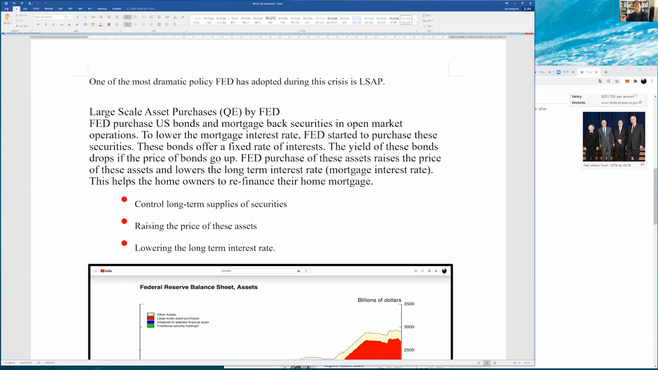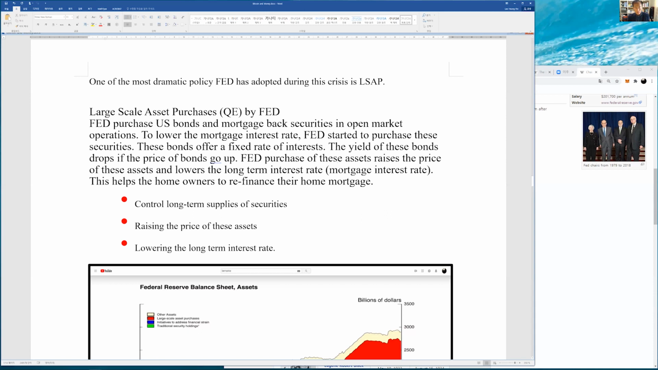How does the Fed need to increase the price of bonds so that it can reduce the yield rate of these bonds, so that it can lower the mortgage interest rate? So that was the operation that the Fed aims to achieve.